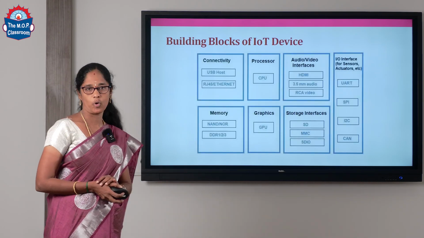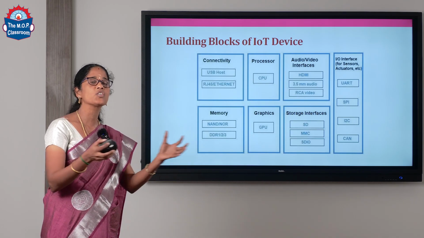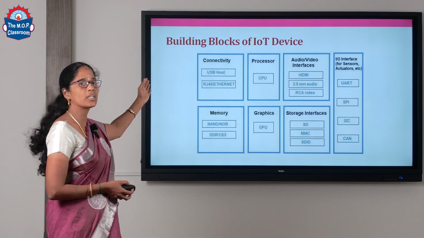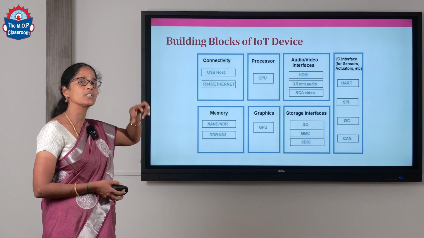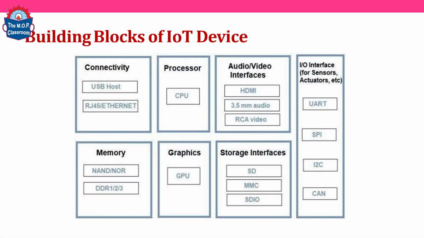Moving on to the building blocks. What is an IoT device? What does it consist of, or what are its functional components? It is mainly for connectivity. An object has to be connected, and only then can we send or receive information. For connectivity you need an internet connection or USB ports, etc.